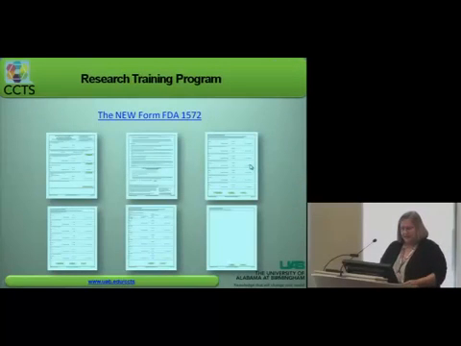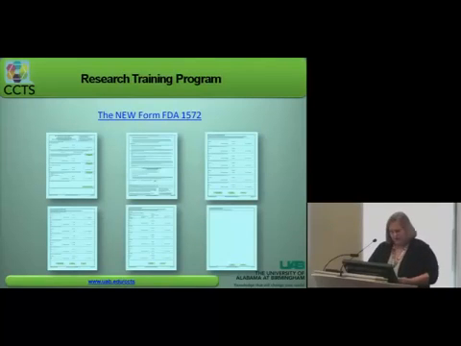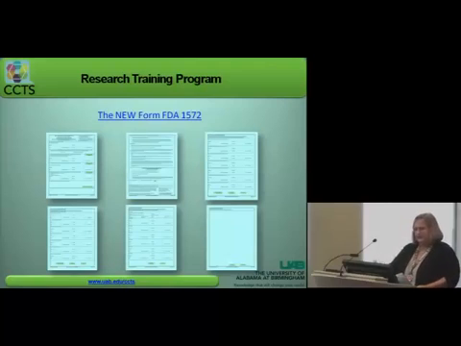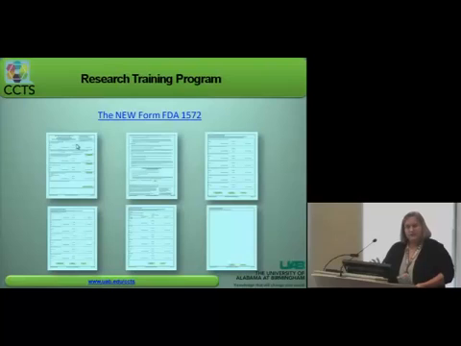So, what is the 1572? The 1572, as you all recall, is a form about the investigator's responsibilities that we just talked about, and make sure that you have the most correct 1572. There is an old two-sided 1572 that years ago was just a two-sided form. As you can see, this new form can split into 6 different pages. So whenever you're filling out this form, the best thing that you can do is make sure you go to the FDA website and get the most current form.